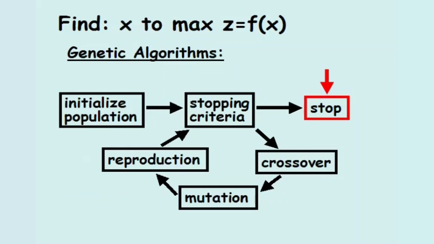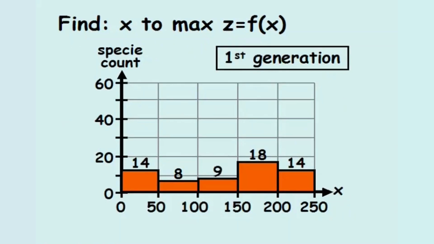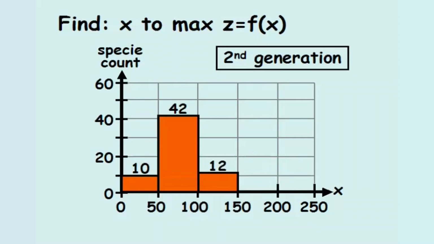If we create a histogram of the X variables for the first generation, we notice the data is scattered over the entire domain of X. In the second generation, most species have an X value between 50 and 100, and no species have an X value greater than 150. In the third generation, it becomes quite clear the optimal solution is between 50 and 100.